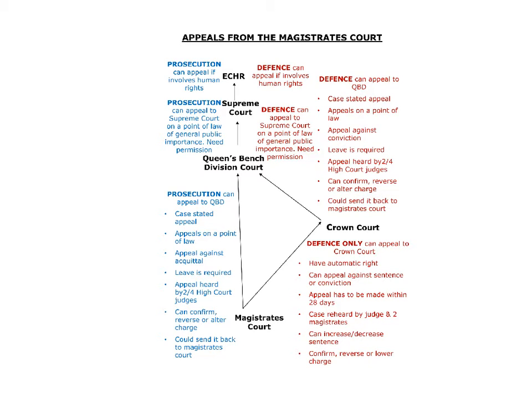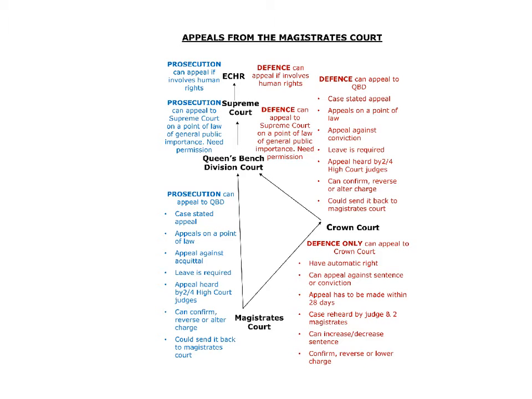Right, so starting at the bottom then, down here, your trial has been heard at the Magistrates Court. Now, reasons why you might want to appeal then, generally, the defendant's either not happy with the sentence that they've been given, or they're not happy that they've been convicted. And they tend to be the main reasons why you would want to appeal.